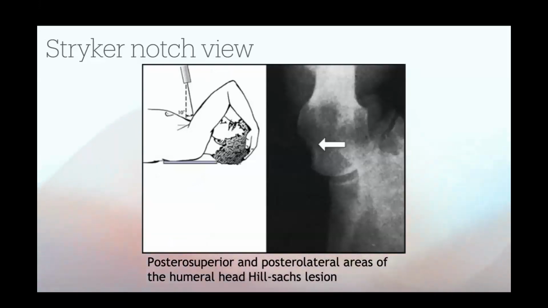Next is the Stryker notch view. In the Stryker notch view, the patient is made to lie down supine. The arm is close to the body, the elbow is completely flexed, and the hand is grasping the head. The collimator is placed behind the shoulder, and the beam is shot from the top with a tilt angulation of around 10 to 15 degrees. This is used for the posterosuperior or posterolateral areas of the humeral head.